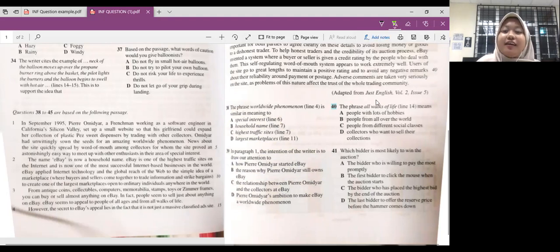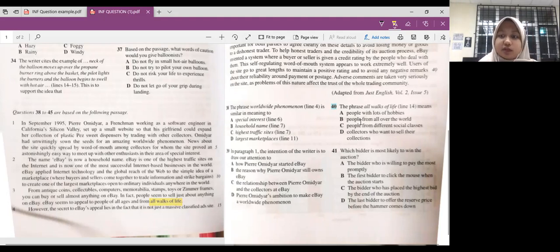Okay, sorry. Next, the statement is telling us to refer to line 14, which is here. I will be highlighting it for you. This is the phrase that was stated in the statement. That means you have to focus on the whole paragraph, which is paragraph 3.